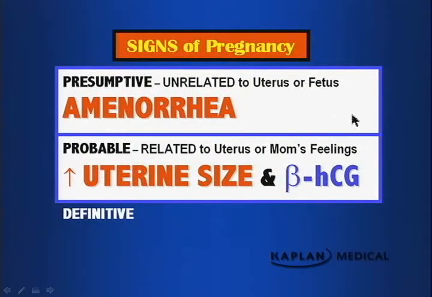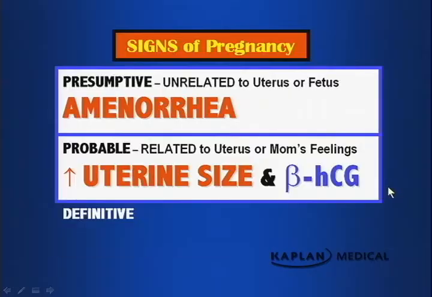The probable signs of pregnancy are related to changes in the uterus, to the mother's feelings, or the biochemical parameters, but not necessarily related to the fetus. What's the most common reason for enlarged uterus? Pregnancy. Is every enlarged uterus pregnant? Not necessarily. You could have a leiomyoma, you could have adenomyosis. But that's certainly something that we need to think of.